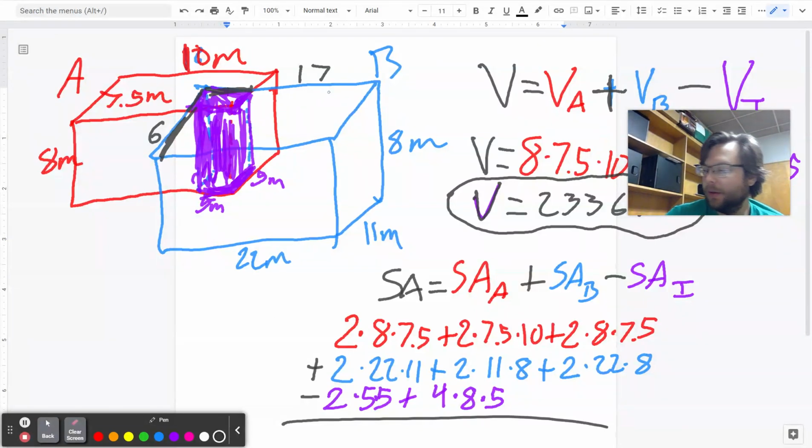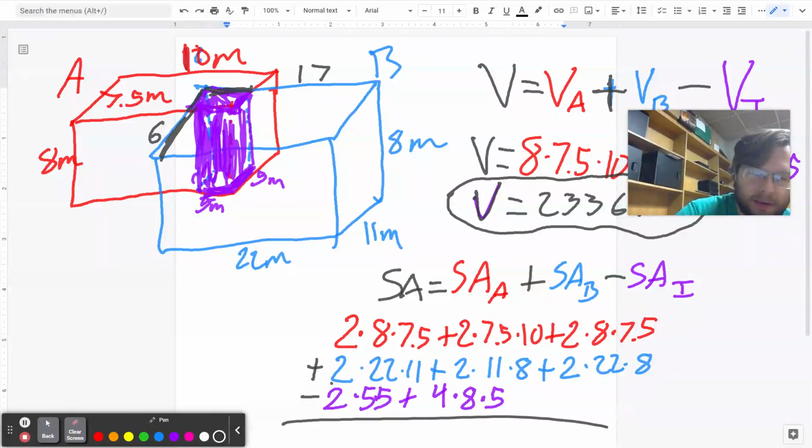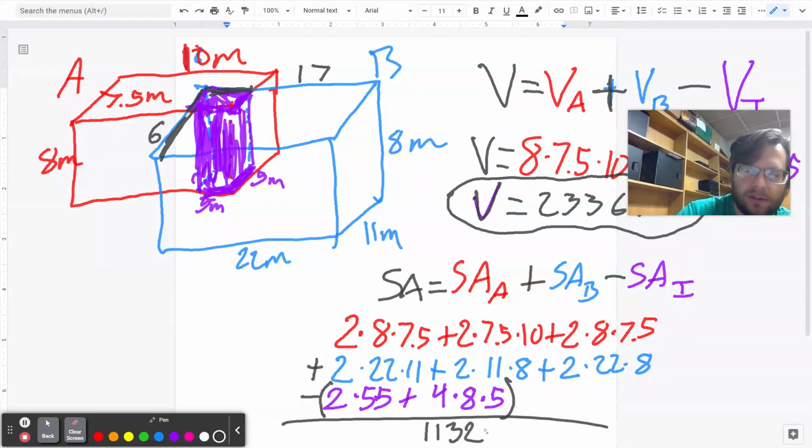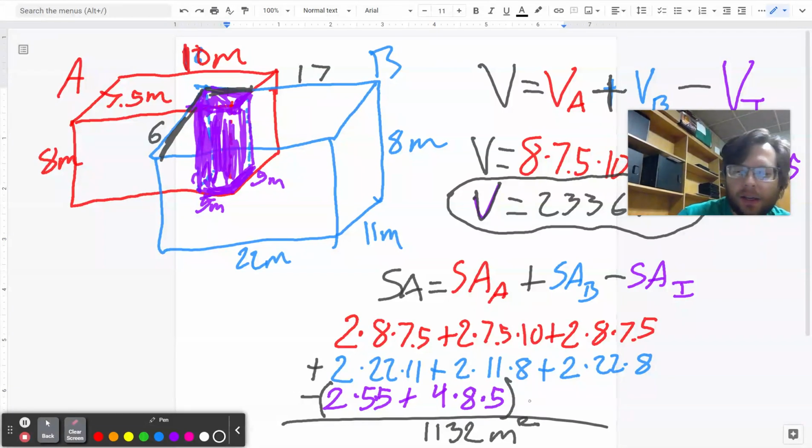And then one little thing I didn't mention is that we need to subtract the entire purple thing. So I'm going to put parentheses around it. Otherwise, you're actually adding in the 4 times 8 times 5. So that would be off by a little bit. So what I end up with is 1132 square meters. All right, so supposing I did not, I see I made one mistake with how I typed it in. I did 2 times 55 instead of 2 times 5 times 5. So let's fix that. 1192. So 1192 square meters for the surface area.